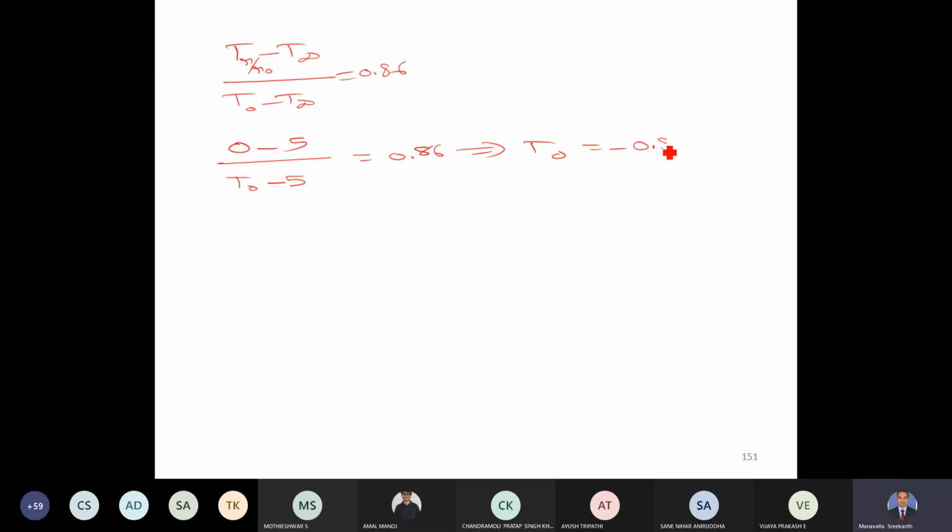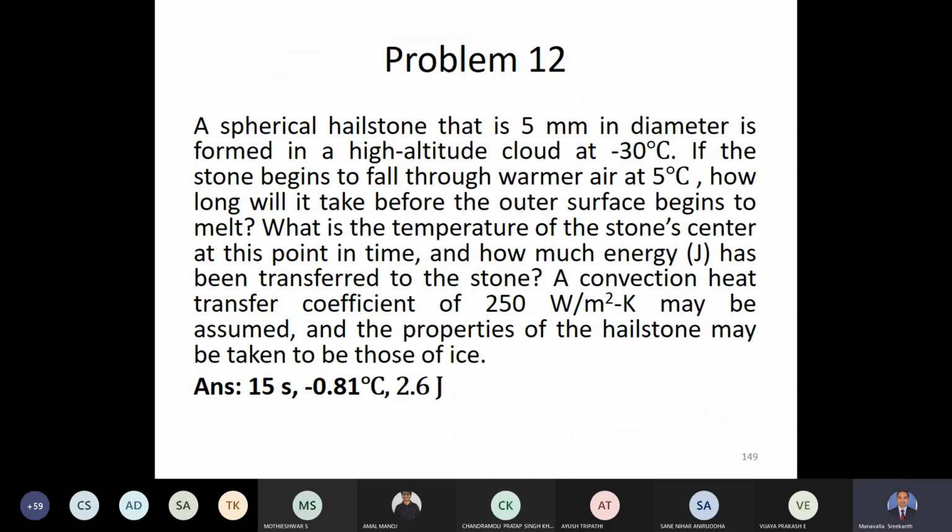Minus 0.81 degrees Celsius. Okay, even though the surface is at 0 degrees Celsius, the center is slightly cooler. It's at minus 0.81 degrees Celsius. So this is the center temperature, minus 0.81 degrees Celsius. So we have kind of answered it, but not directly.